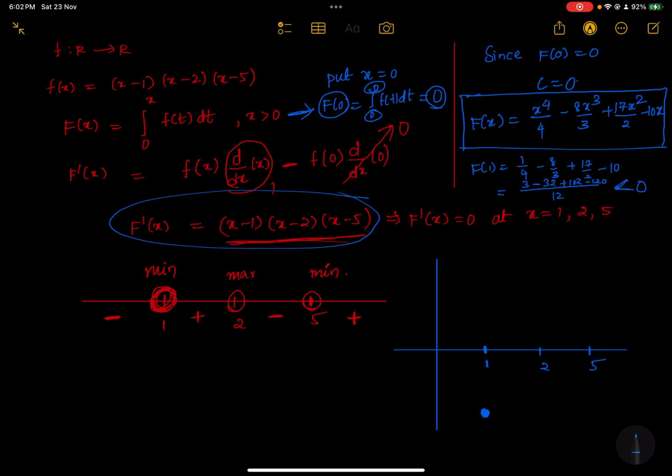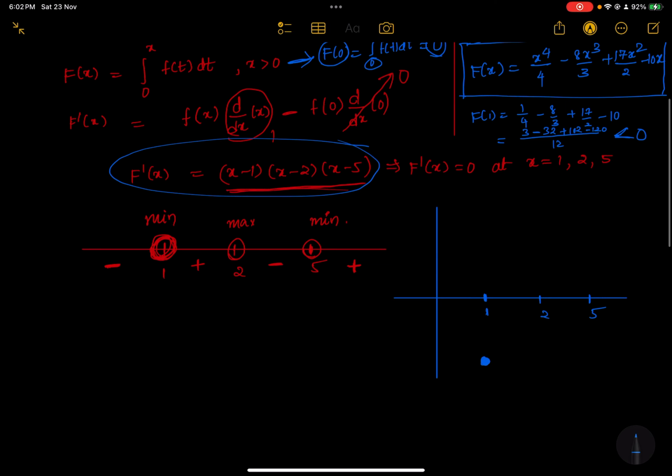So F of 1 is somewhere here. Alright. And 1 is the turning point, so the graph will be like this. F of 0 is 0. But we cannot put 0 in the function because the function is defined for x greater than 0, but we can think of F of 0 plus, just after 0 it will be 0. So the function is something like this. It came here, it took a turn, and now let us check the value of F of 2.